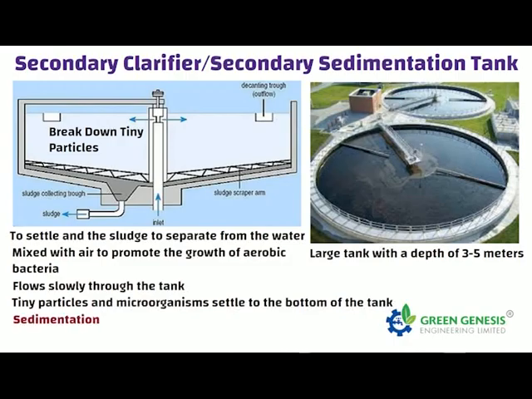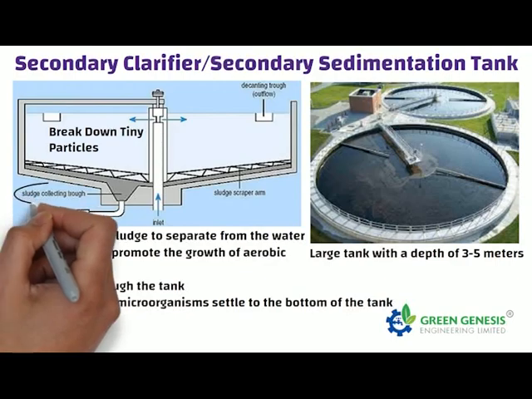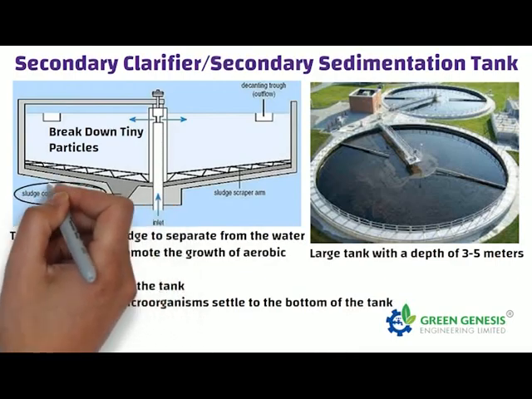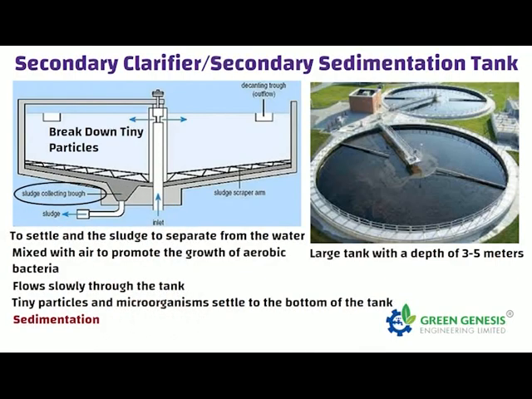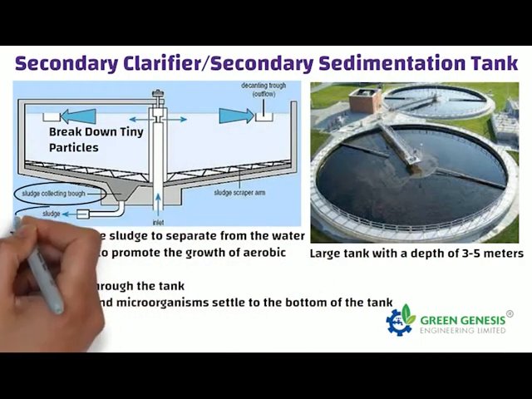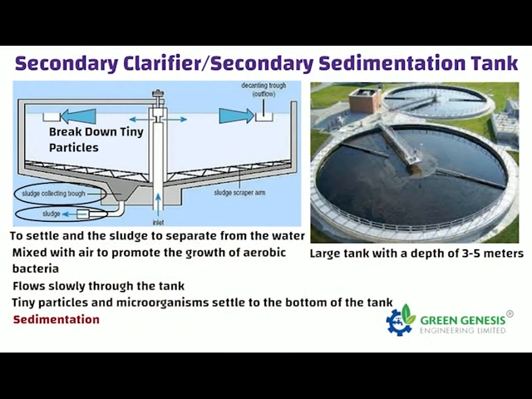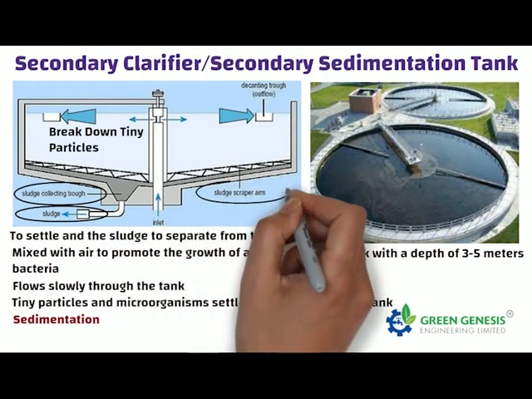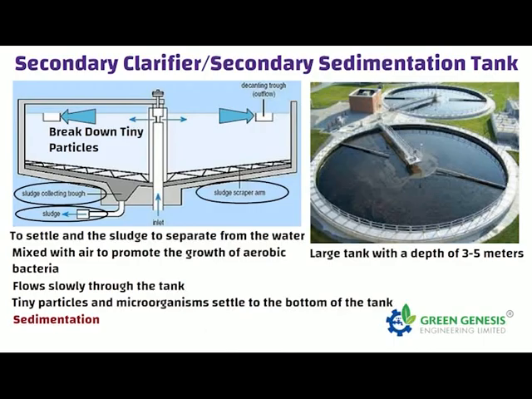The settled particles and microorganisms form a layer of sludge at the bottom of the tank, while the clear water flows out of the top of the tank. The sludge that settles at the bottom of the tank is pumped out using a machine called a sludge scraper, and it is sent to a sludge treatment facility for further processing.